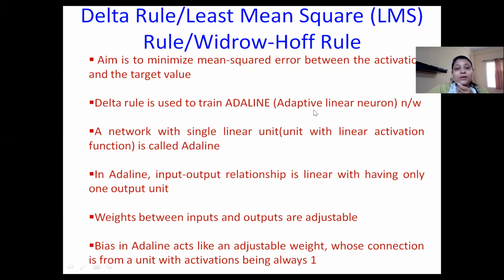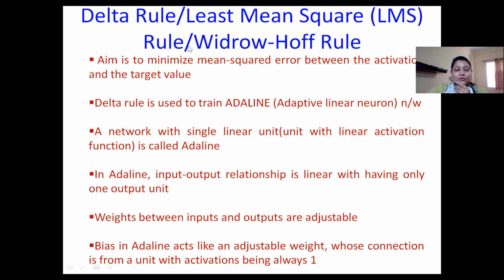So you need to learn that Adaline is nothing but adaptive linear neuron. Why is it called so? That means adaptive linear neuron. What does this mean? It is called a linear neuron because it has a single linear unit. So what does this mean? The single linear unit means one unit, just like every neural network has.